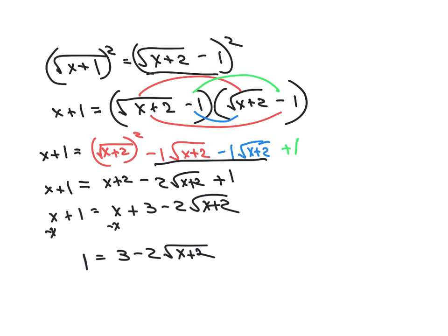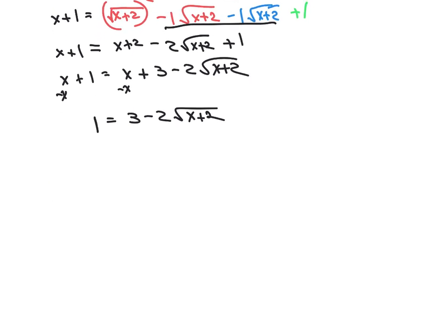Okay, now we keep moving along. We're going to subtract 3 here and subtract 3 here. So we have negative 2 equals negative 2 square root of x plus 2. And at this point, I am going to divide both sides by negative 2.